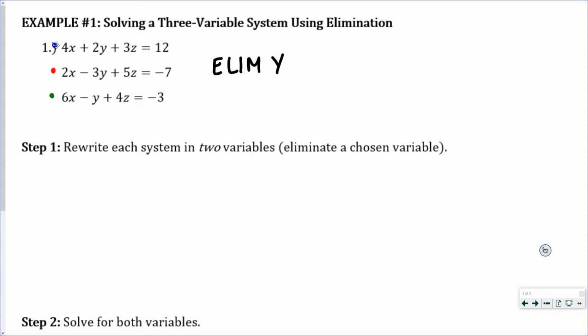I broke it down for you step by step. The first step is we want to rewrite each system into two variables, aka eliminate a chosen variable. So we're going to eliminate y, and you have to eliminate it from all three, but here's the kicker. You can only add 2 equations at one time. Let's say I'm going to use the blue equation first. Look at my green equation. What could I multiply my green equation by so that when I set up my elimination, it would eliminate with my blue? 2, right? So this is a great place to start.